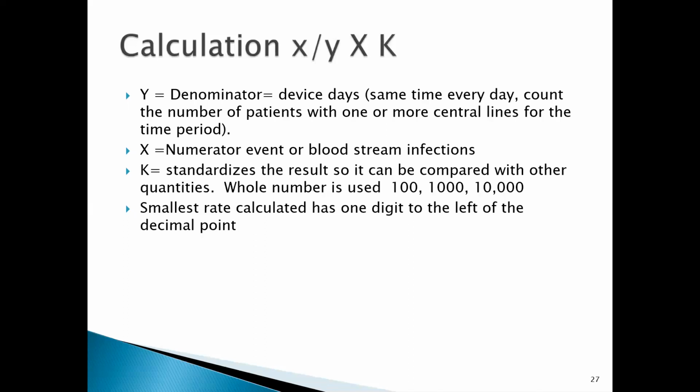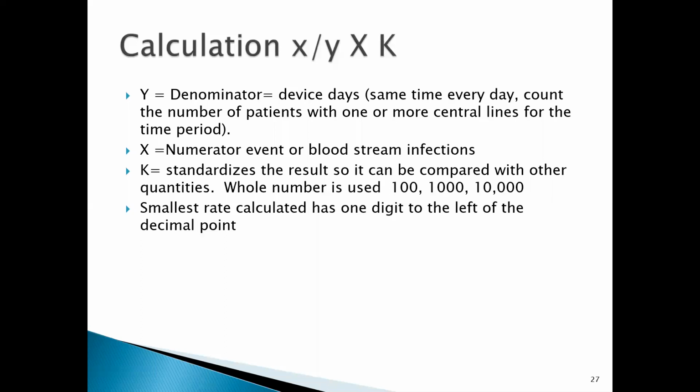So what's K? K is a standardizing number. It's usually a multiple of 10. It's a whole number. And you use this kind of number so you can compare this calculation to other populations, so that it becomes comparable. So you use a whole number. You divide X by Y and multiply it by 100, 1,000, or 10,000, depending on how big your number is.